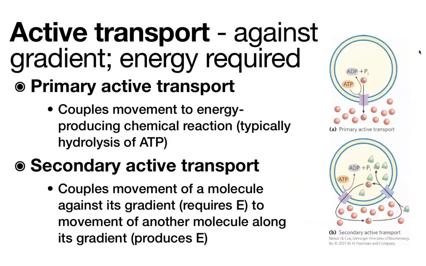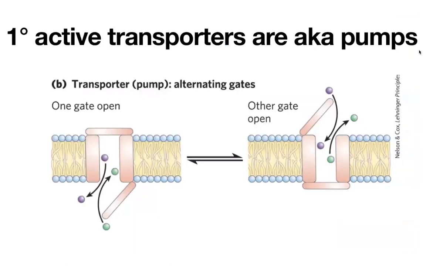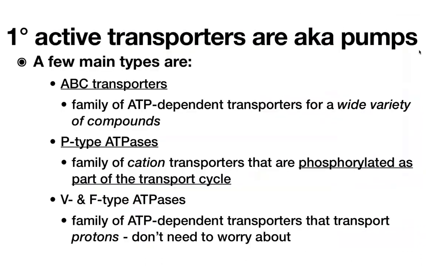And there are a couple of ways we can do this, which is primary active transport or secondary active transport. So our primary active transporters are also known as pumps. And so they often have these two gates, and one is going to open to one side. Things bind, and then you open to the other side. And a few main types are going to be ABC transporters, P-type ATPases, and V and F-type ATPases. You don't need to worry about these V and F-type ATPases for this class. Basically, these are a family of ATP-dependent transporters that transport protons.